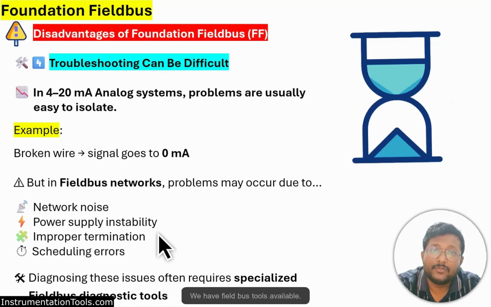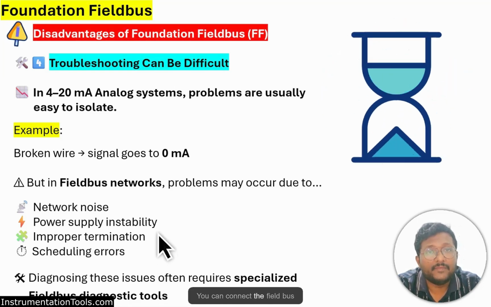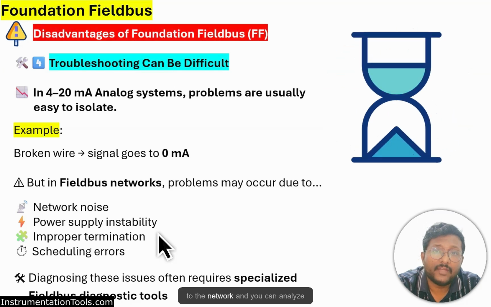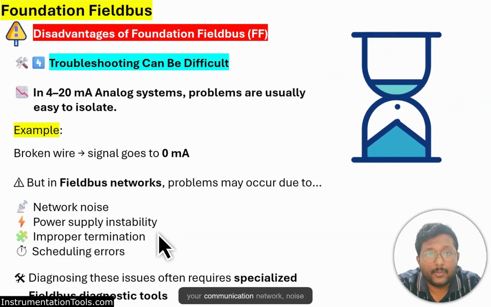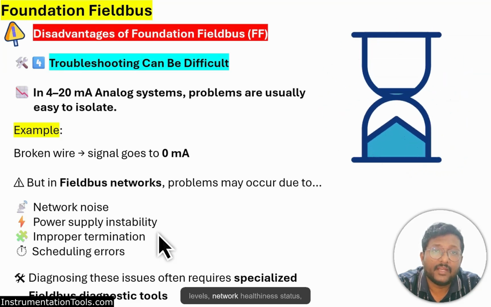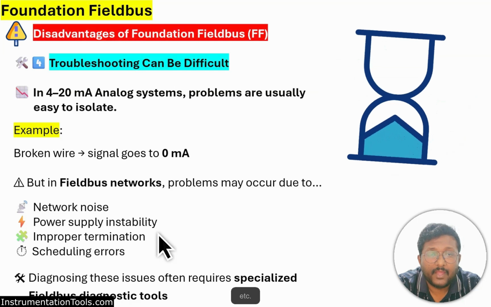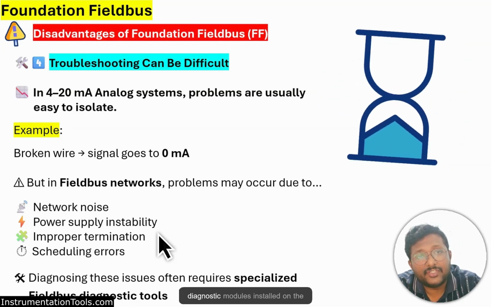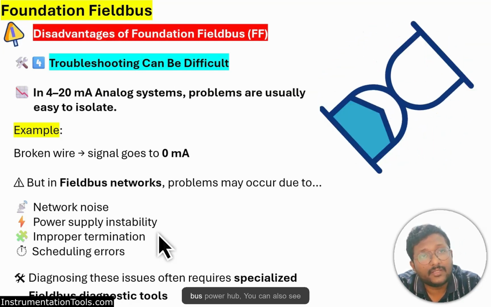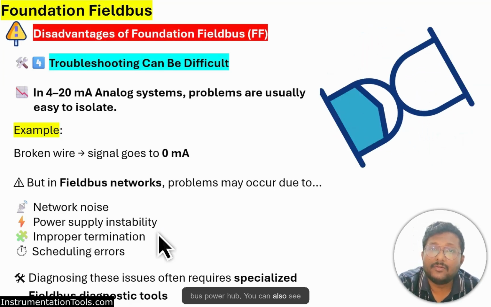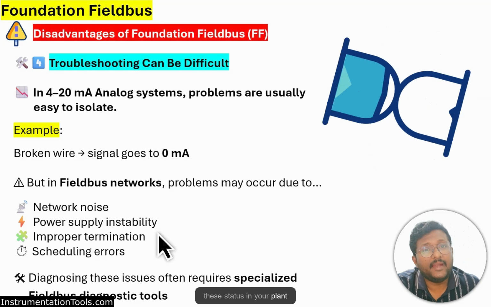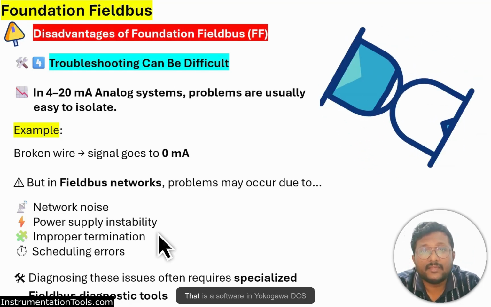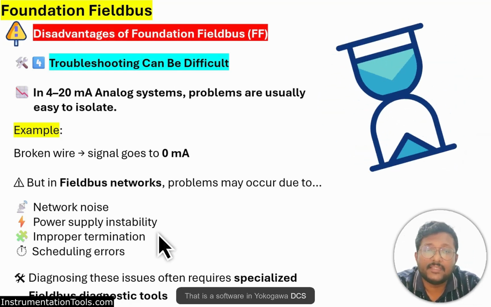We have fieldbus tools available. You can connect the fieldbus diagnostic tools to the network and you can analyze your communication network, noise levels, network healthiness status, etc. Or if you have the advanced diagnostic modules installed on the Fieldbus Power Hub, you can also see this status in your Plant Resource Manager. That is a software in the Yokogawa DCS system.